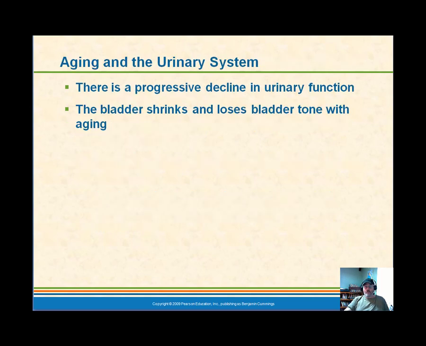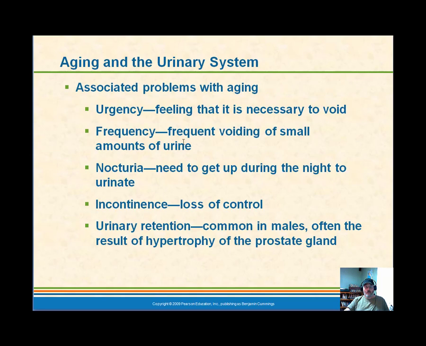As we age, there is a progressive decline in urinary function. The bladder shrinks. We lose bladder tone with aging, so urination becomes maybe more frequent and with less control. Other associated problems with aging in the urinary system is a sense of urgency, that you just suddenly feel you have to pee. Frequency. You have to go to the bathroom often, but there are only small amounts of urine that you produce. Nocturia, you need to get up during the night to go to the bathroom.